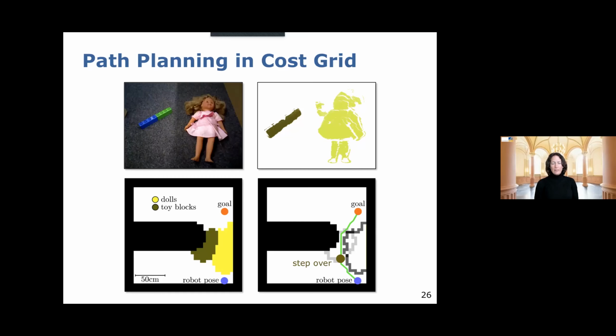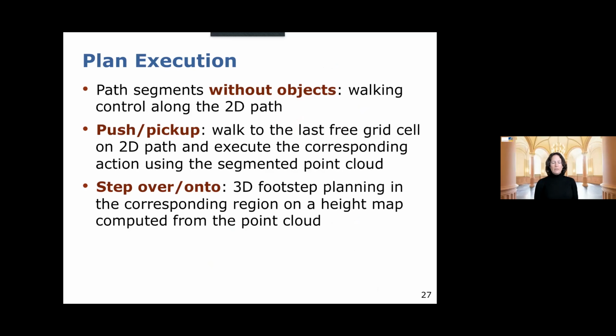So we have a plan that can now be executed by the robot with local action execution to reach its goal location. And how does this plan execution work? Basically, we split the whole plan into different parts. For path segments where there are no objects, the robot just has to follow the 2D path. So it does not have to perform any actions related to objects. It can just follow the standard walk and control the 2D path.